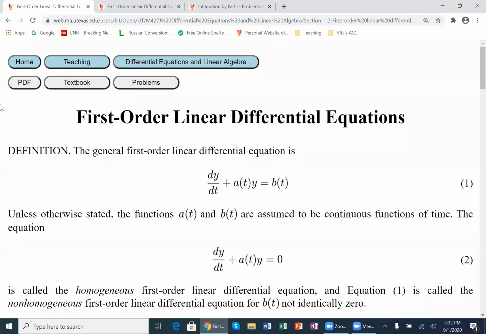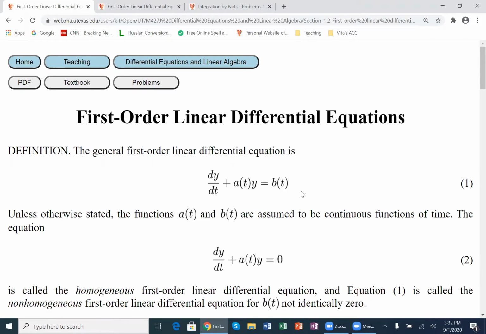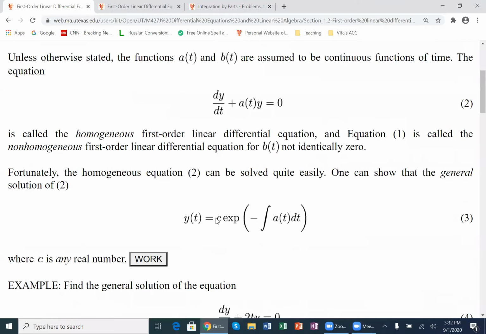Let us finish our discussion of section 1.2, first order linear differential equations. Last time we started with the following definition. The general first order linear differential equation is this. Now, we discussed so-called homogeneous first order linear differential equations. Homogeneous means the right-hand side is equal to 0. Here is the general solution of such an equation.